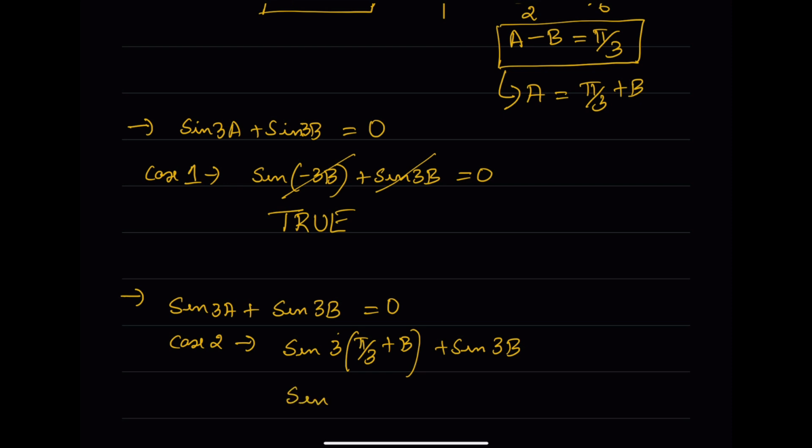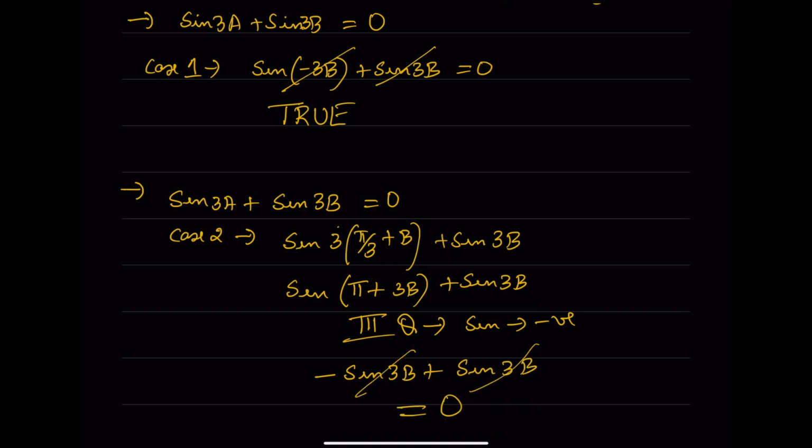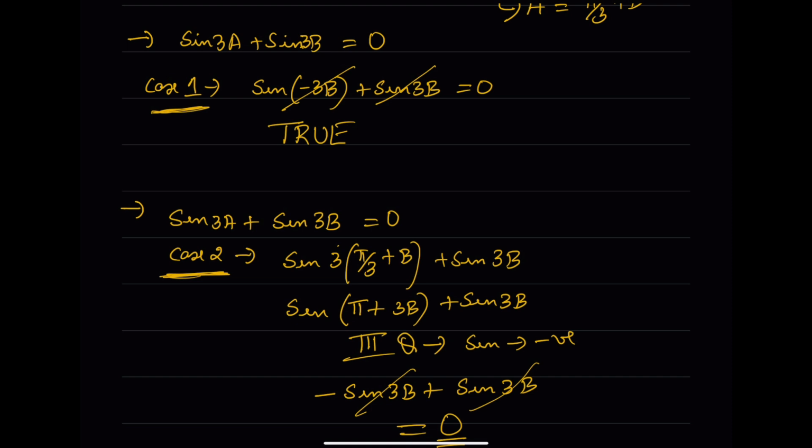So when I multiply this, I will get sine of pi plus 3b plus sine 3b. Now pi plus 3b is in the third quadrant, and in the third quadrant sine is negative. So this will be minus sine 3b plus sine 3b. We can cancel this out and we would get the answer as 0. So in both cases, case number 2 and case number 1, we are able to prove that sine 3a plus sine 3b is equal to 0.